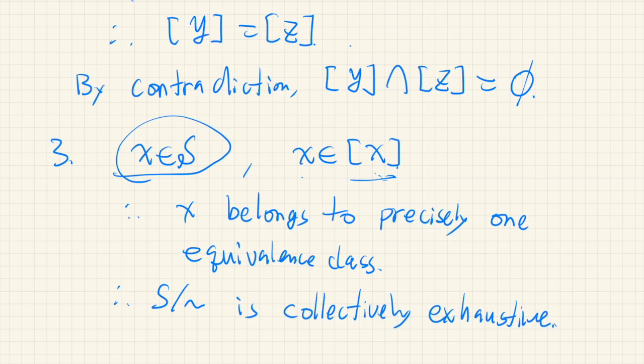And we are done. So in this way, if we have a set and an equivalence relation on it, we can always classify all of its elements into equivalence classes.